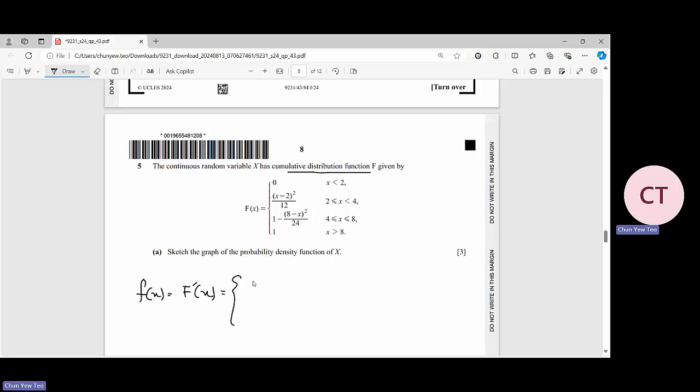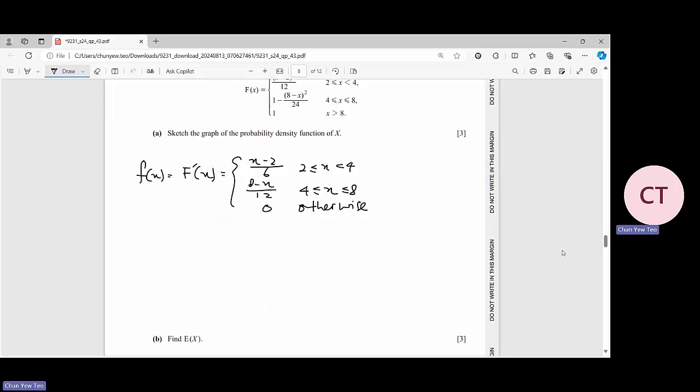So you differentiate, you get this one as (x minus 2) over 6. And the second one over here, if you differentiate, you will get (8 minus x) over 12. This is for 2 up to 4. This is for 4 up to 8. And the rest are 0. Okay. Then now we can sketch the PDF. I draw freehand. So in exam, you better use a ruler. With a proper scale, we have 2, 4, 6, 8.